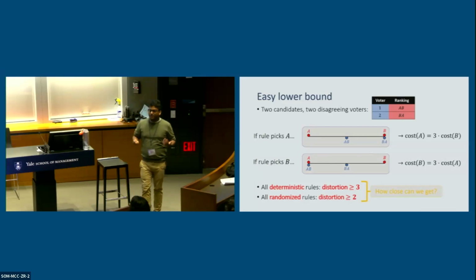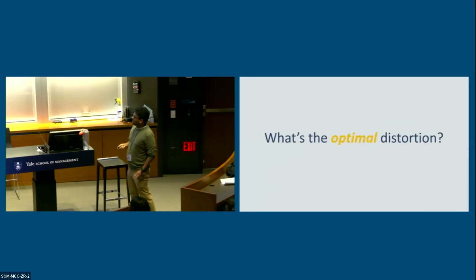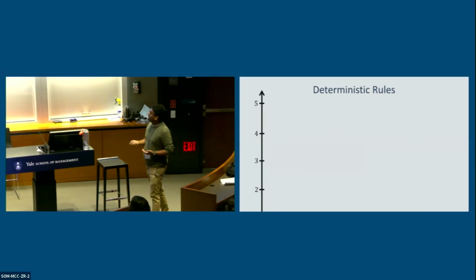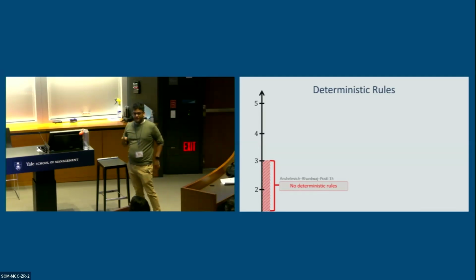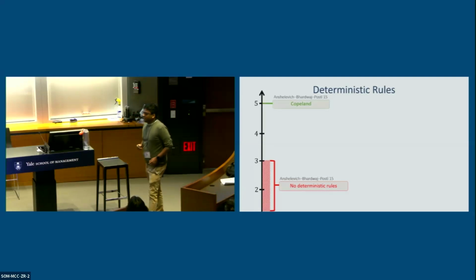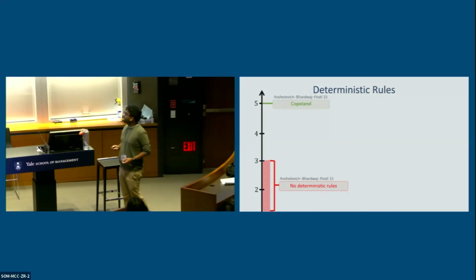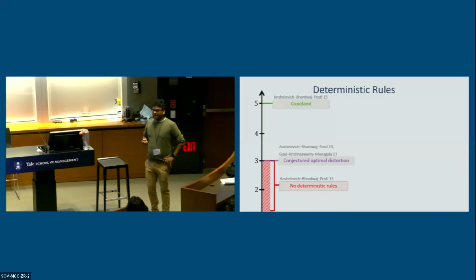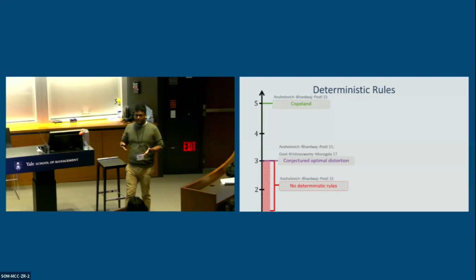And so this question set off a really long and interesting line of work, which I'll mention a few works in now. So for deterministic rules, this lower bound was observed by this first paper by Anshelovich, Bhardwaj, and Postl in 2015, who first studied this version of the problem. They also showed that a voting rule called the Copeland rule actually gets distortion 5. And they conjectured that there's some voting rule with distortion 3 matching this lower bound. They actually conjectured that a specific voting rule called the ranked pairs rule achieves this, but this later paper by Goel, Krishnaswamy, and Munagala proved this wrong and conjectured that there was some other voting rule that actually gets this optimal distortion.